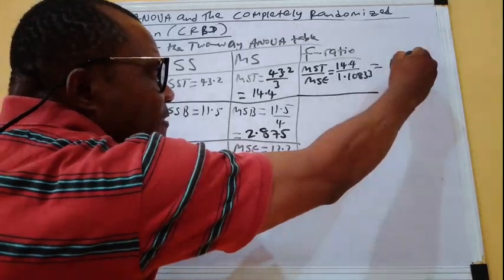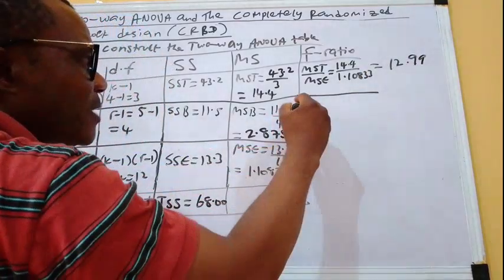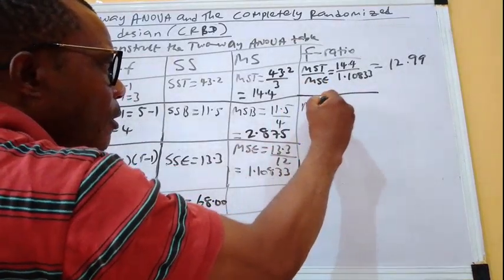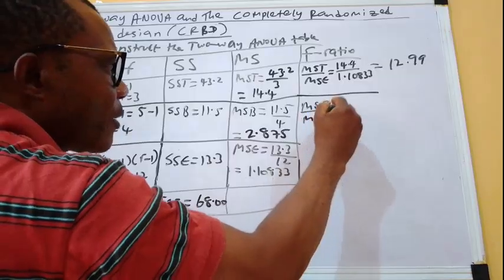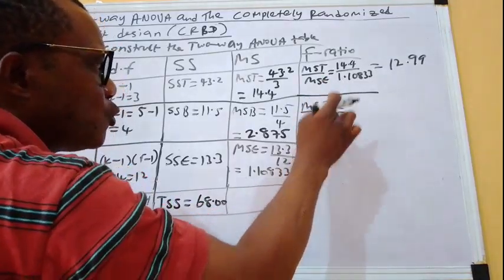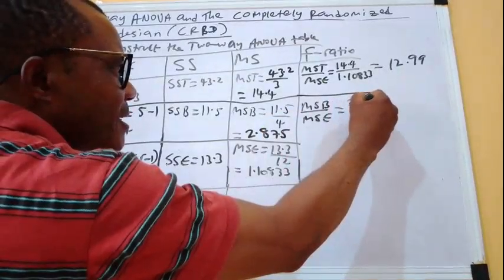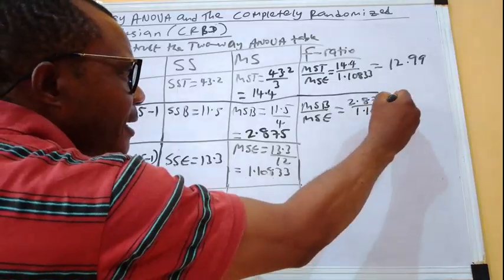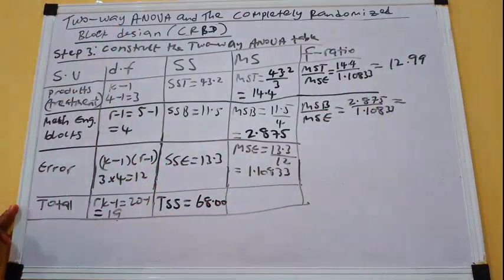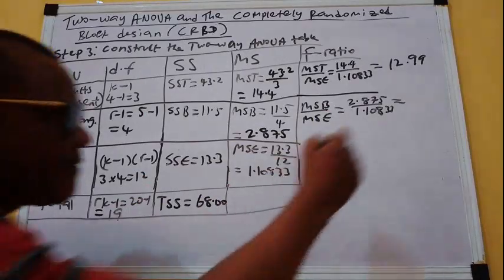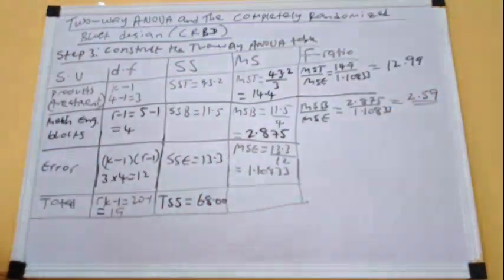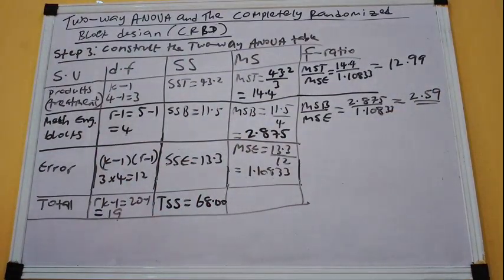So you are going to have 12.99. Then for the block, it is also MS block, mean sum of square for block, all over mean sum of square for error. You use the error to divide all through. So this will be 2.875 all over 1.10833, and when you carry out that arithmetic, you are going to have 2.59. That's what you are going to have. So you can see how far we have gone.